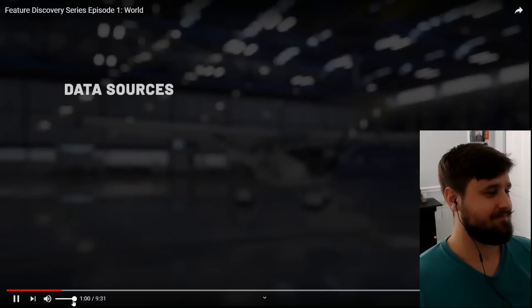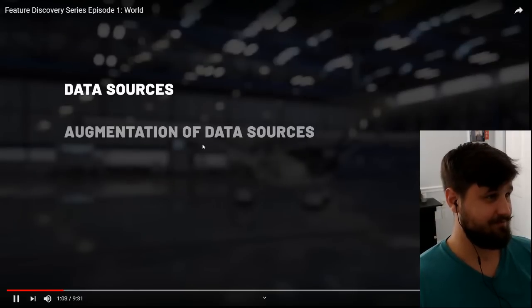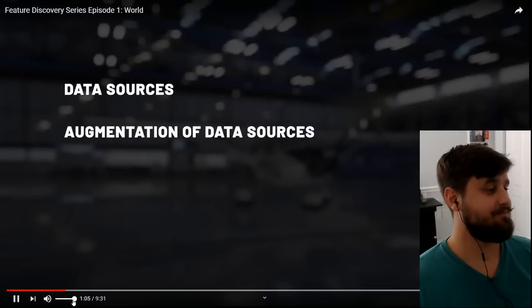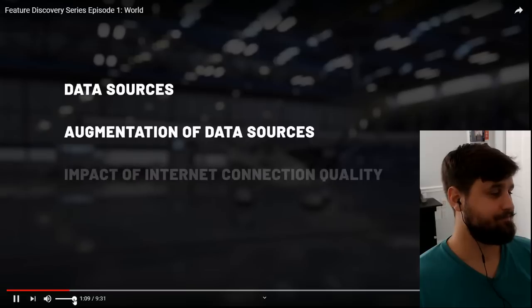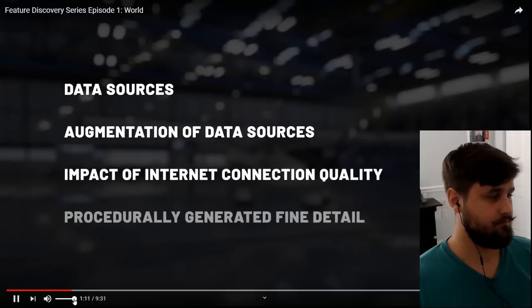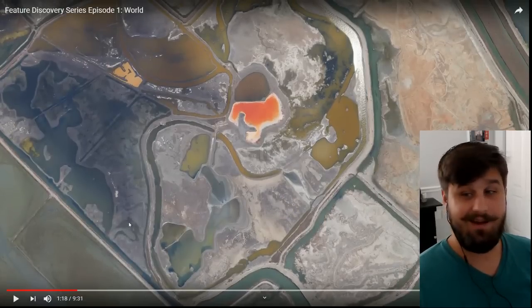Main points. I will speak about the data sources, the augmentations from those data sources that we could compute on Azure, more on this later. A little bit about the impact on bandwidth, and then some procedural generation techniques that we developed. So the world, our planet, is really beautiful.